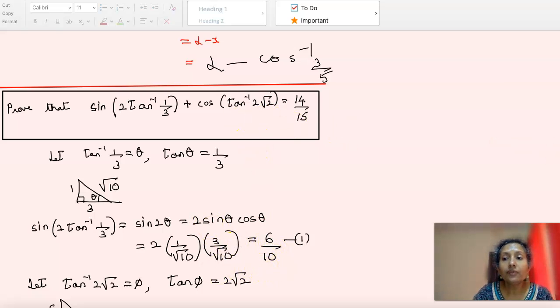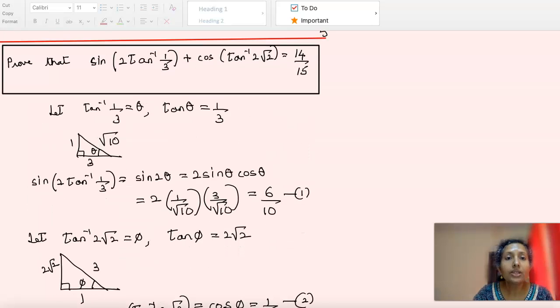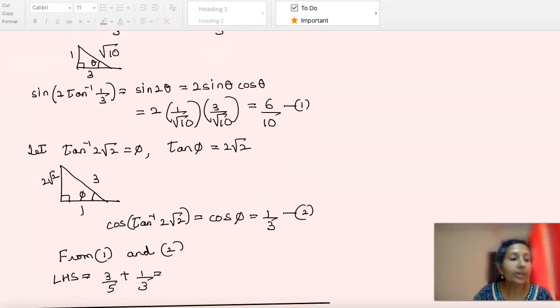Now we come to tan inverse 2 root 2. Let tan inverse 2 root 2 be phi. So tan phi is 2 root 2. Again take a right angle triangle. Tan is opposite side by adjacent side. So this becomes 8 plus 1, 9. Square root of 9 is 3. So cos of phi becomes 1 by 3. And now you just substitute here. So when you substitute, you get 3 by 5 plus 1 by 3, and your answer is 14 by 15.